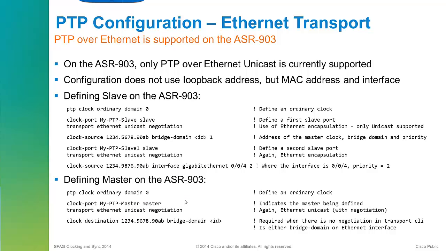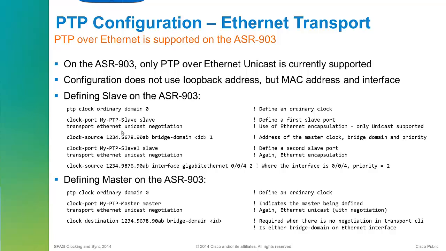On the 903, it supports PTP over Ethernet, but it's unicast at the moment. There's currently reasons for that, which is basically a customer wish. Similarly to the 901, we don't use loopback addresses, but you've got to use things like MAC addresses and interface definitions. So there is some similarity.